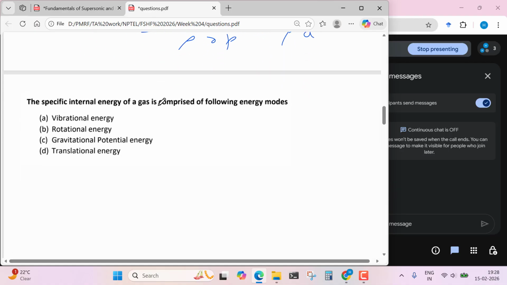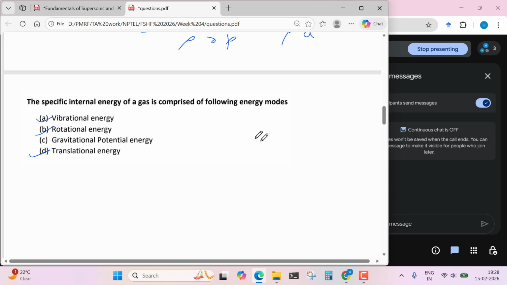Specific internal energy of a gas is comprised of the following energy modes: A. Vibrational energy, B. Rotational energy, C. Gravitational potential energy, D. Translational energy. So what are the energy modes for the answer? A, B, and C? A, B, and D? A, B and D. There are other forms of energy also, like electronic energy, but it is not present in the options.